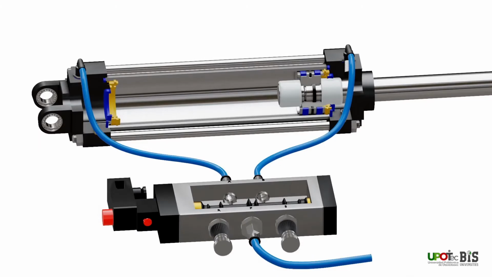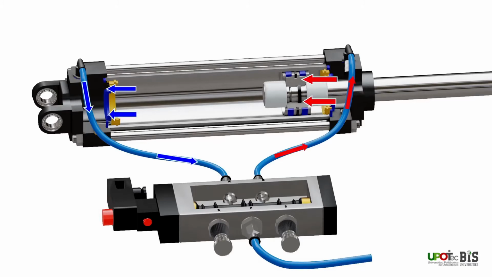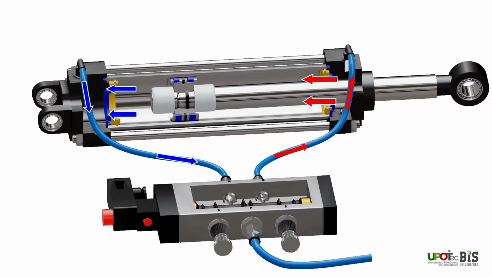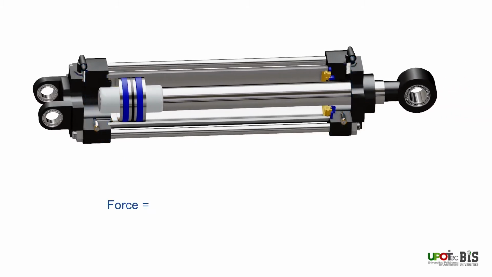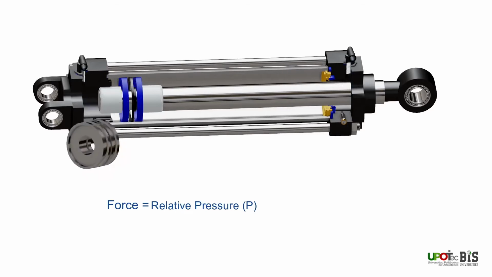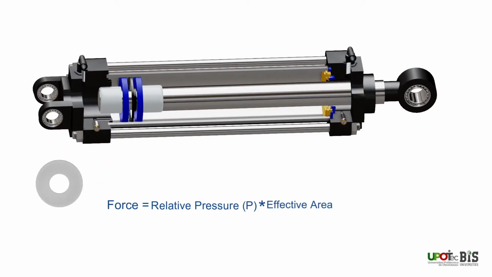The process we just observed is the extension stroke of actuator. During the retraction stroke, the valve directs compressed air to the head end of cylinder. This causes the piston to return and air on the other chamber escapes from the exhaust port R. The theoretical force of actuator is the relative pressure on the piston multiplied by effective area of piston on which pressure is exerted. Here, the relative pressure is pressure of supplied air minus the atmospheric pressure.